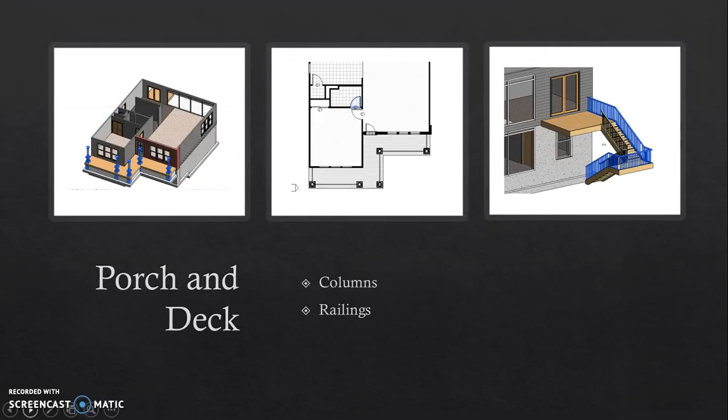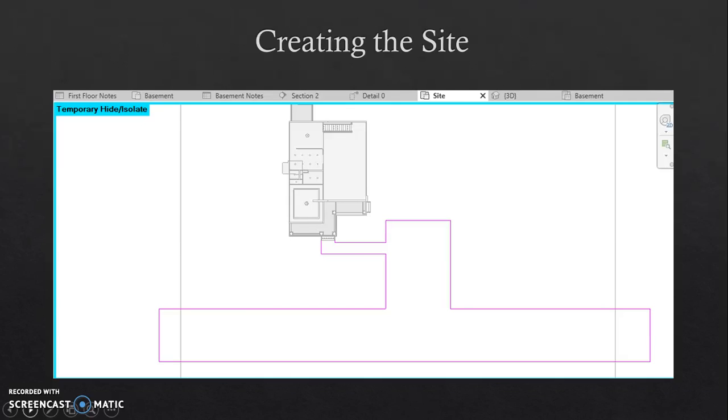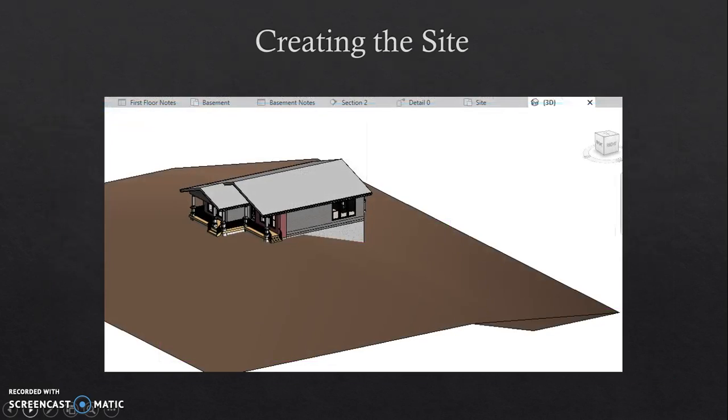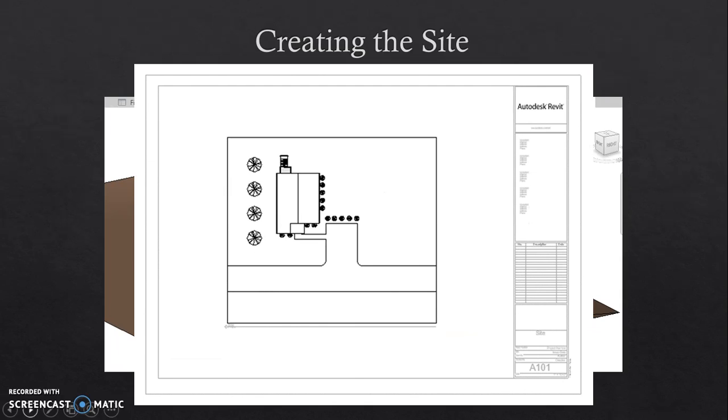Next, I added columns to the front porch and to the back deck that led from the first floor to the basement level. And after the house was finished, I created the site and added the topo surface or the grade so that the ground level would extend all the way around the perimeter of the building. I also created the road, sidewalk, and driveway by using subregions, which allowed me to define different shapes and different materials on the site.